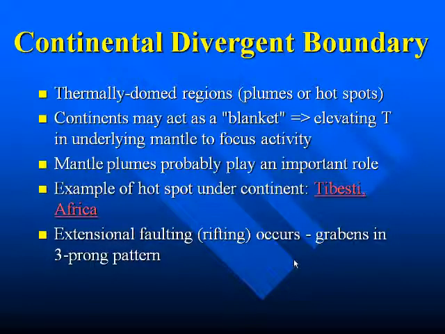Okay, so a continental boundary where you still have a divergent boundary, but this is where the continents are moving away from each other as opposed to oceanic. This is where you end up with hot spots, with plumes. The continents themselves can kind of act like a blanket. They kind of elevate the temperature in the mantle and focus the activity in a specific spot as opposed to along a ridge. Those mantle plumes where you have that pocket coming right up are an important part of that. Underneath Tibesti, Africa is an example of that hot spot under a continent, and this is where you see that rifting pattern.